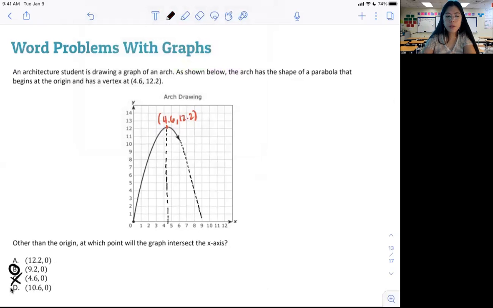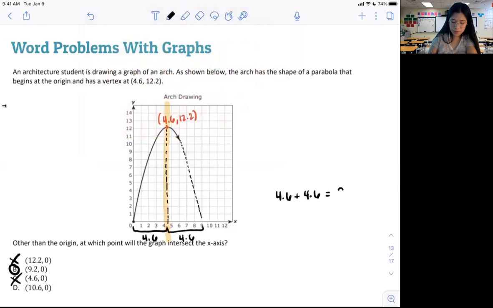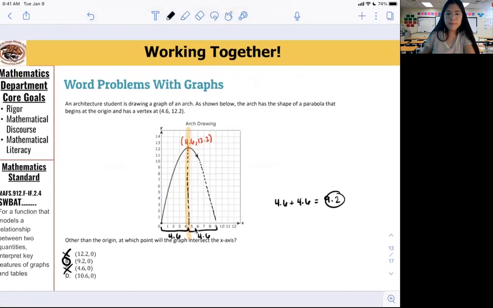And if you weren't sure between B and D, something that you could realize is that the vertex is the axis of symmetry. So this is cutting the parabola in half. So if this is 4.6 units, then this is also going to be 4.6 units. So you can do 4.6 plus 4.6, which gives you 9.2. So that was the other way to realize that it's 9.2. So any questions on this one?